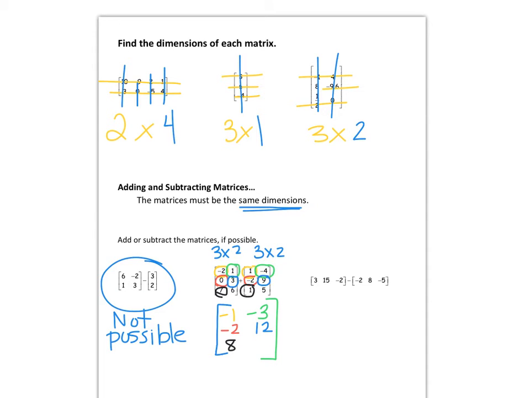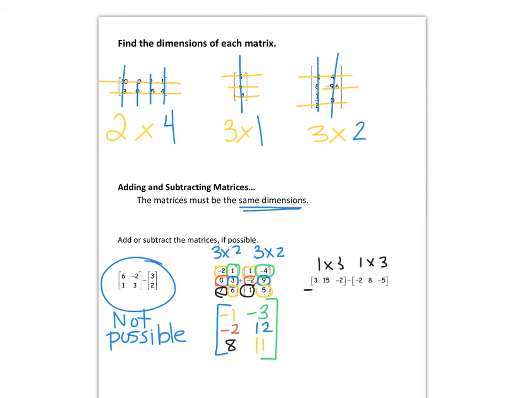And I need one more color. I guess I'll just go back to yellow. And 6 plus 5 would make 11. Okay? Corresponding elements. Row 1, column 1 in both matrices gets added together. Row 2, column 2 in both matrices get added together, etc. All right, third example. These are one row, 3 columns. Both are the same, so these are able to be subtracted.